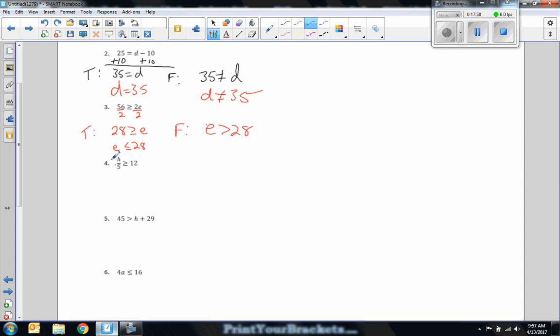And this is division, so I'm going to do the inverse of division, which is multiplication. 5's cancel. H is greater than or equal to 60. That's when it's true. And it is false when H is less than 60. This is addition, inverse is subtraction. 45 minus 29 is 16. And then these cancel, and I get H. I'll rewrite that so that the variable's first. So it is true when H is less than 16, and false when H is greater than or equal to 16.